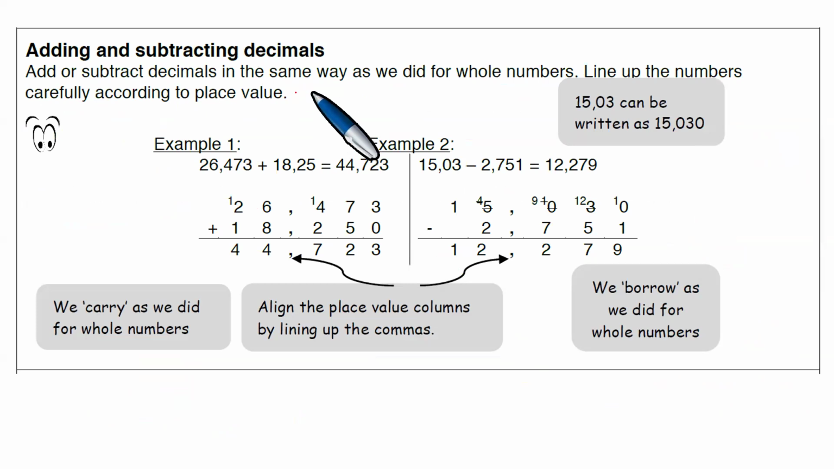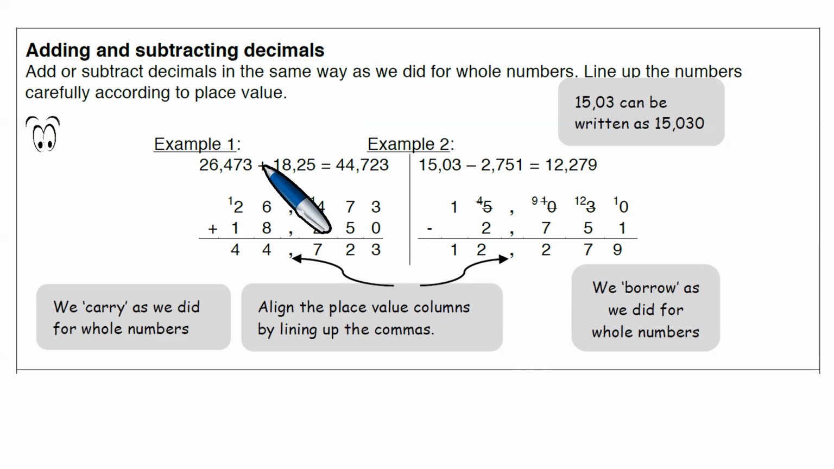Adding and subtracting decimals. Add or subtract decimals in the same way as we did for whole numbers. Line up the numbers carefully according to the place value. Now, for example, if you have example 1, example 2, 26,473. That's what our system of writing is.